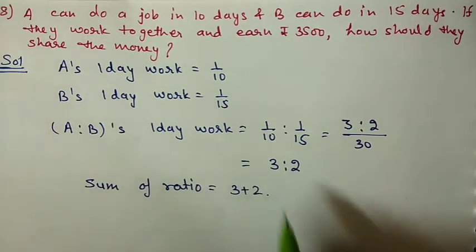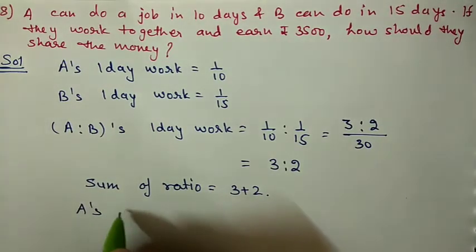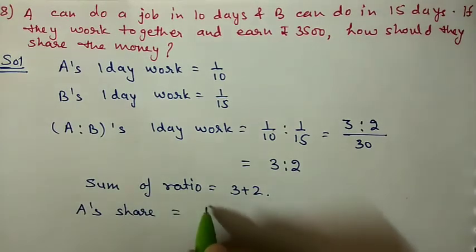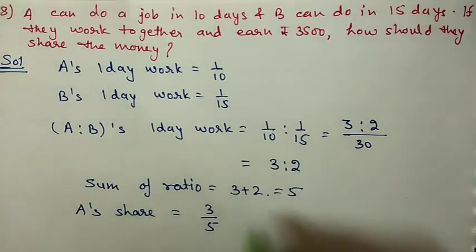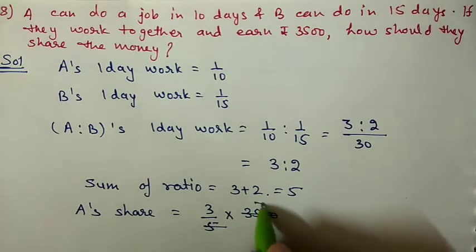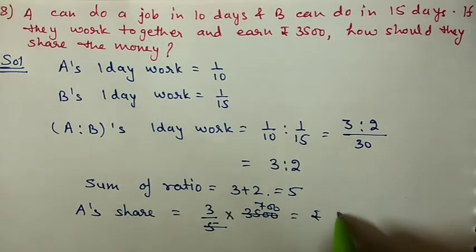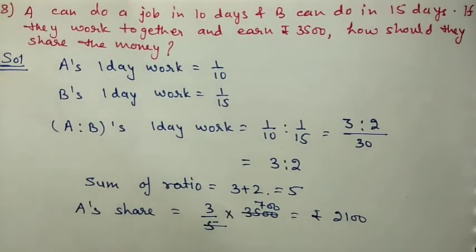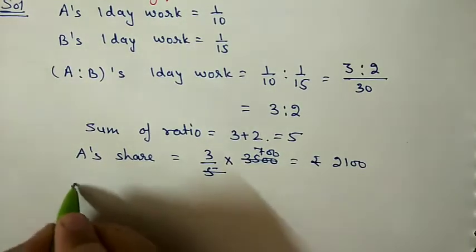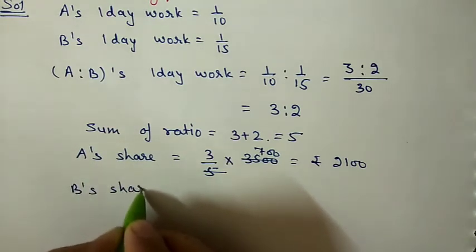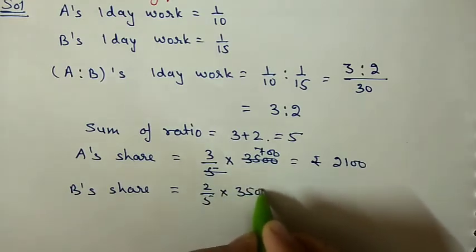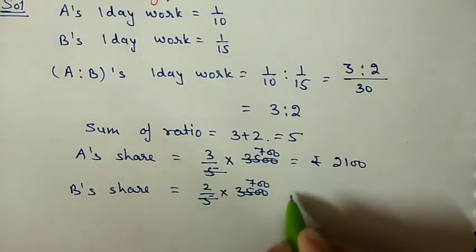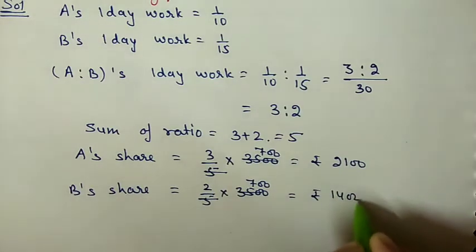3 plus 2. Then A's share will be: A is getting 3 parts out of 5. This total is 5. 3 parts out of 5 and total money is 3,500 rupees. We can cancel it. So A is getting 2,100 rupees. Similarly we can find out for B also, or we can subtract A's share from the total money. 2 by 5 into 3,500. So B will get 1,400 rupees.